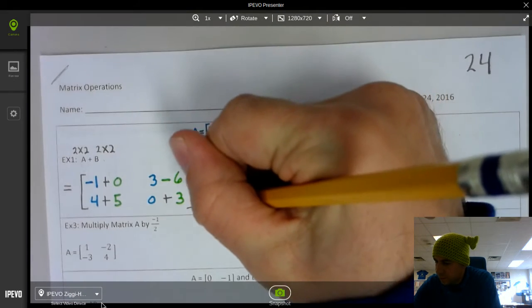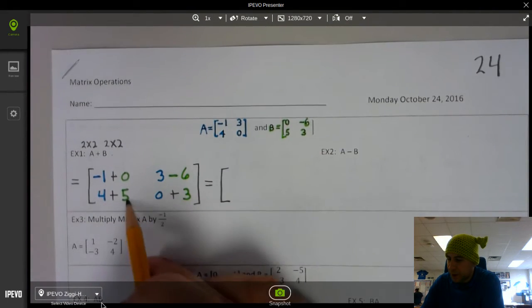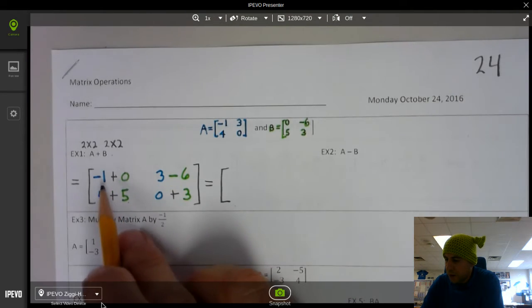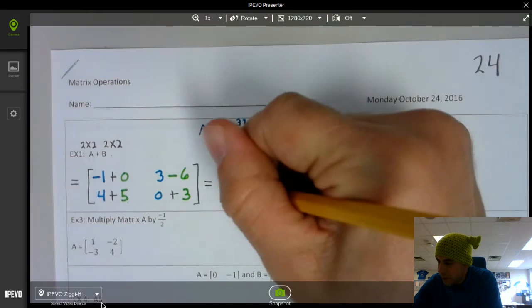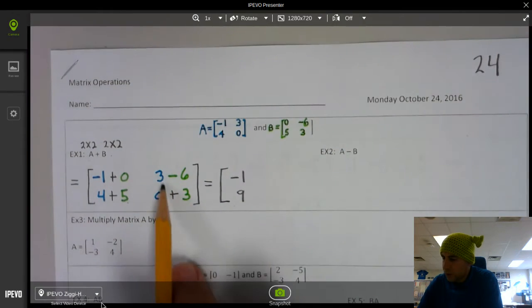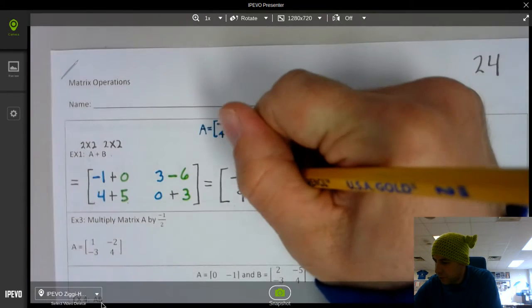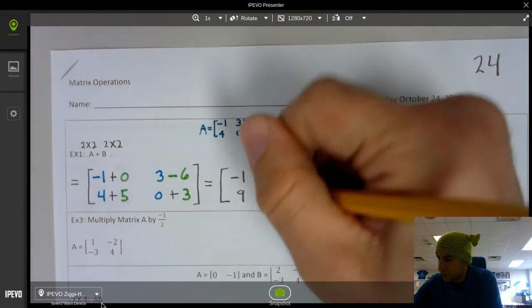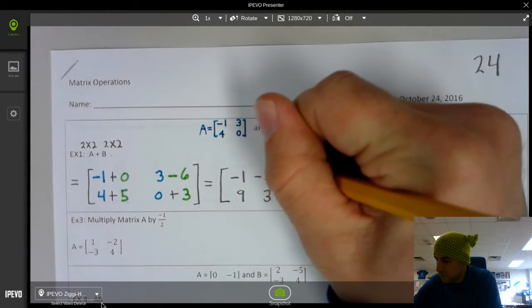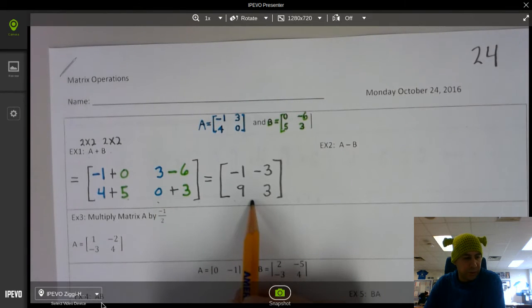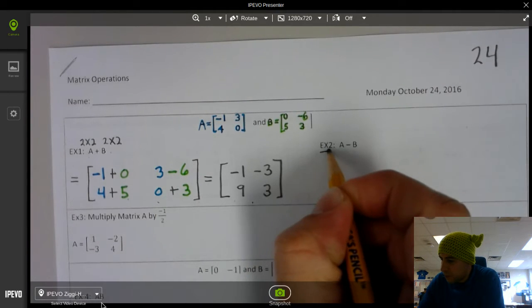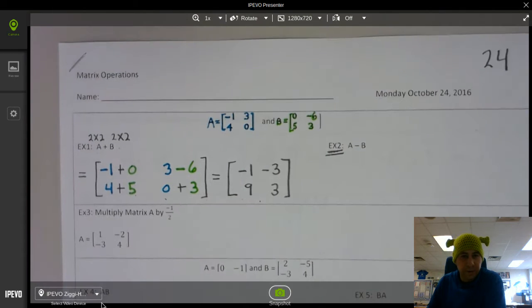So we now add them. And this is the work I want to see. I want you to set it up and then show the solution. So negative 1 plus 0 is negative 1. 4 plus 5 is 9. 3 minus 6 is negative 3. And 0 plus 3 is 3. So that's the work needed. This and this for credit when you do the assignment. Now I'm going to leave example 2, and I'll go over that in class.